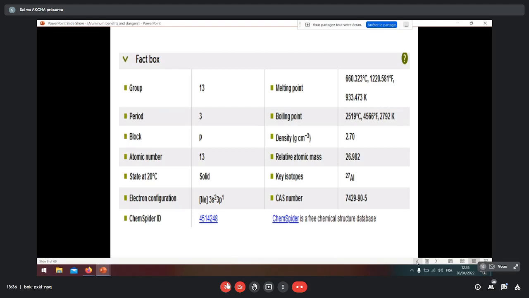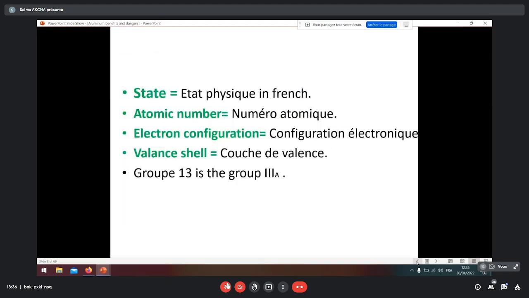Instead of using the whole name, you can use the CAS number. It is a number that is assigned to a chemical compound when it is registered. C'est un numéro qui est associé à une molécule quand elle est enregistrée. C'est tout. Okay? I told you, this is a vocabulary that is very important. State, c'est état physique en français. Atomic number, c'est numéro atomique. Electron configuration, and we don't say electronic configuration. Electron configuration, c'est configuration électronique. Valence shell, c'est la couche de valence.